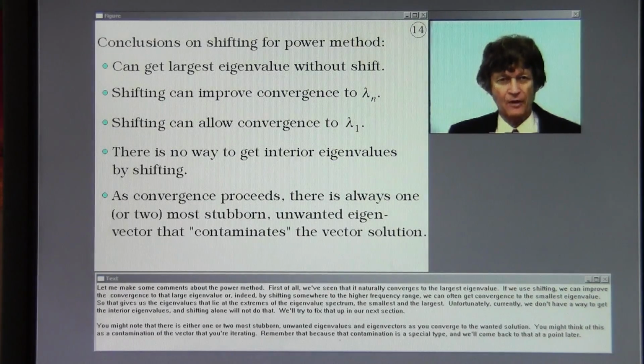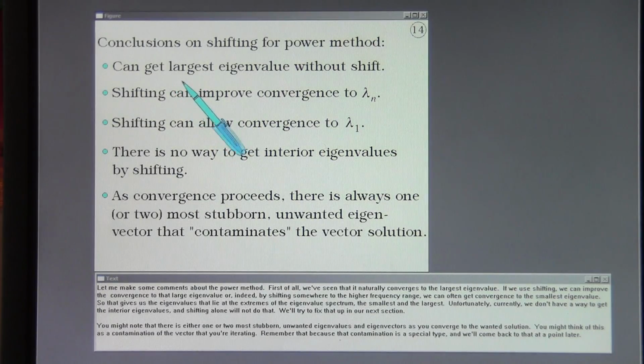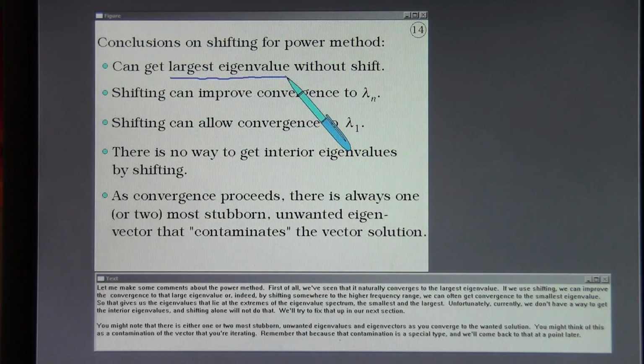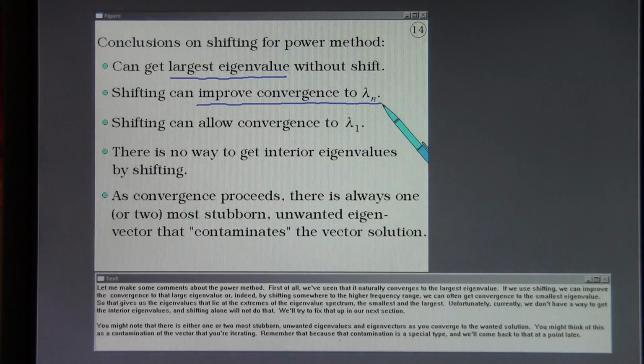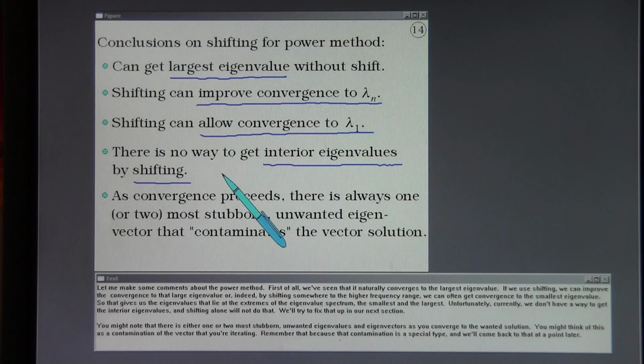Let me make some comments about the power method. First of all, we've seen that it naturally converges to the largest eigenvalue. If we use shifting, we can improve the convergence to that large eigenvalue, or indeed by shifting somewhere to the higher frequency range, we can often get convergence to the smallest eigenvalue. So that gives us the eigenvalues that lie at the extremes of the eigenvalue spectrum, the smallest and the largest. Unfortunately, currently we don't have a way to get the interior eigenvalues, and shifting alone will not do that. We'll try to fix that up in our next section.